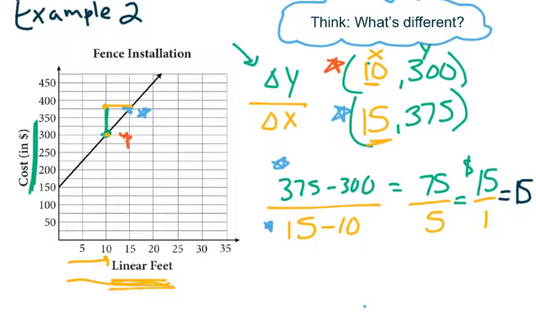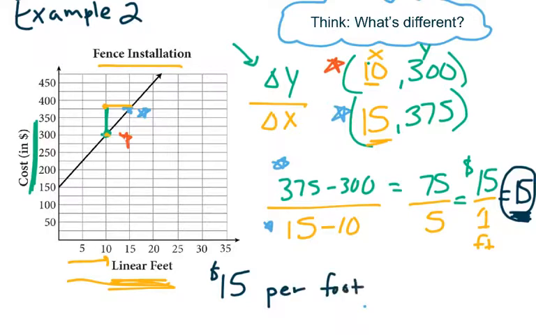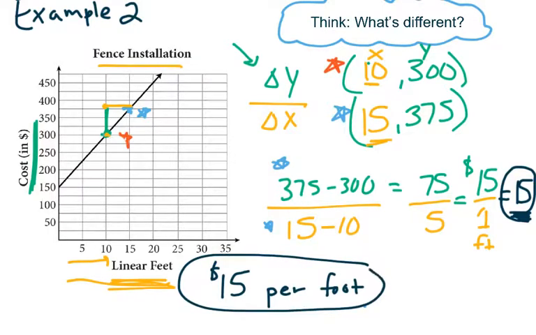This is talking about linear feet. We're talking about installing a fence. So this would be for 1 foot. So that means our unit rate or our slope or our rate of change, all of those mean the same thing. So every foot of fence costs $15. So $15 per foot. So that's what the slope of this line means. It's going up 15 units up for every 1 unit over. So that's what this 15 over 1 means.